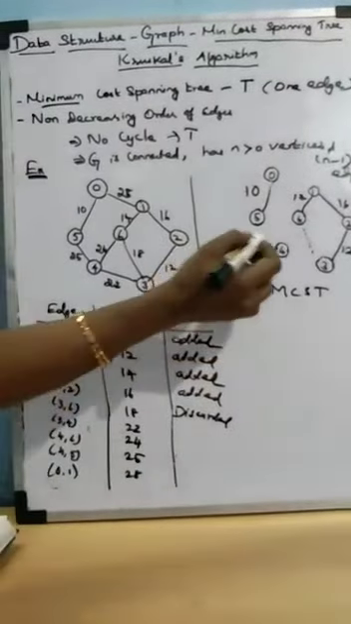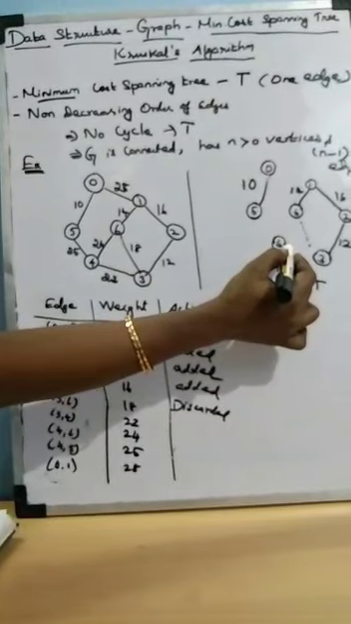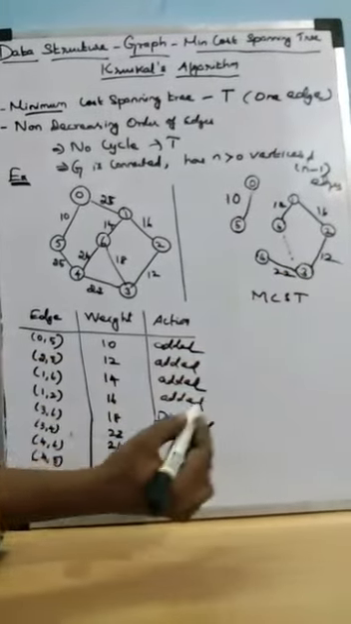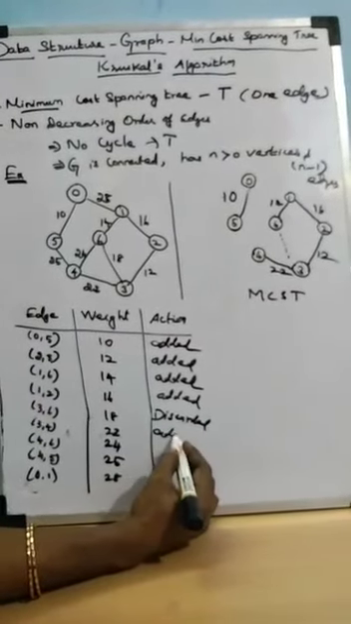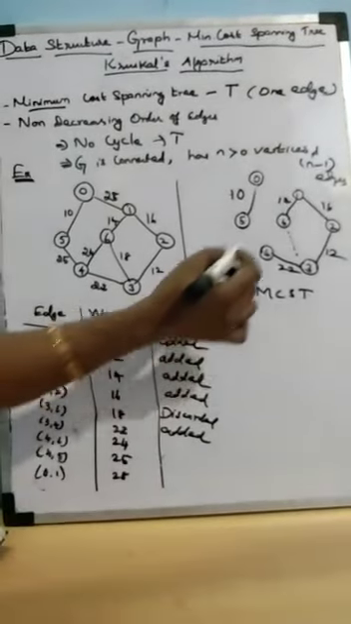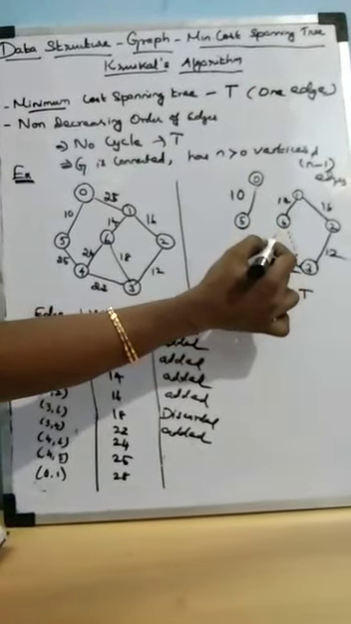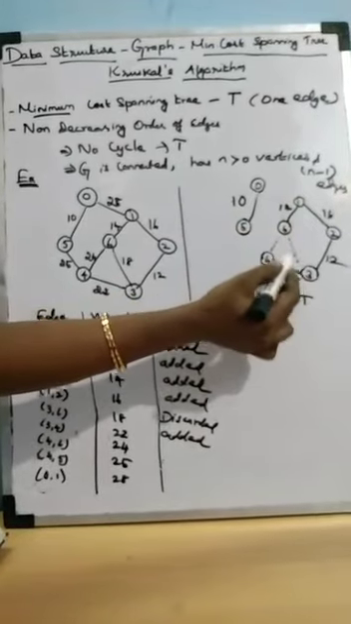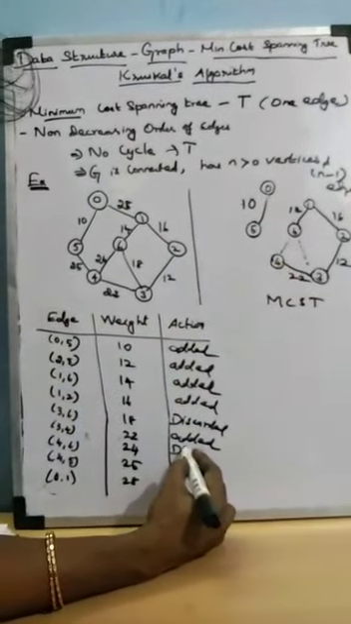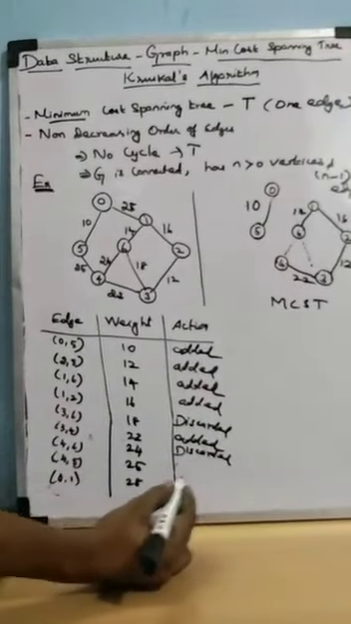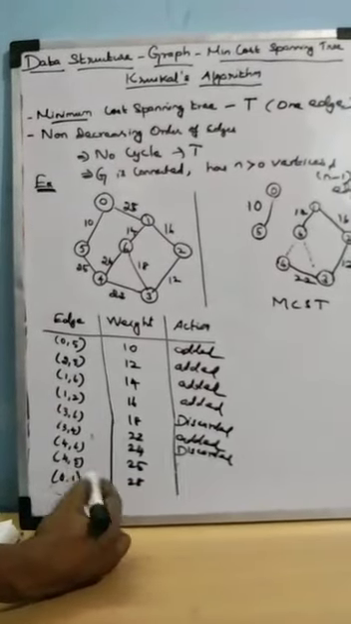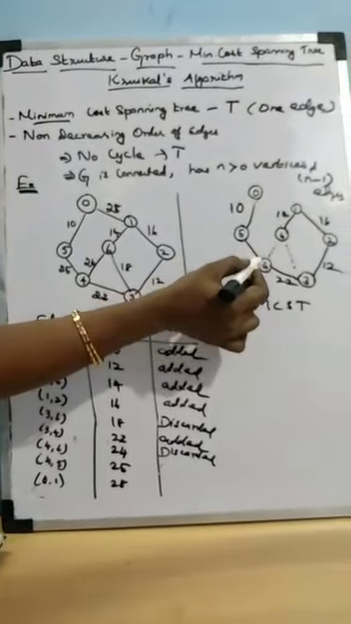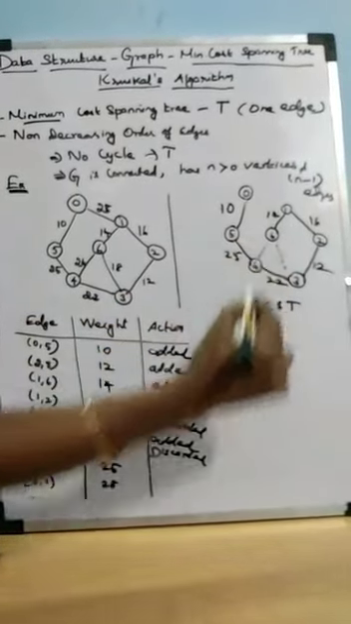Next, select 3, 4. The weight is 22. It is added to our tree. Next, 4, 6. It forms a cycle with the 1, 6 edge in the tree, so we discard that edge. Next one, 4, 5. The weight is 25. It is added to our tree.